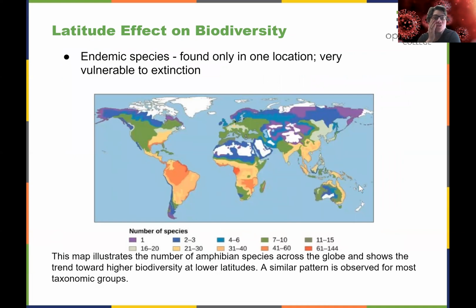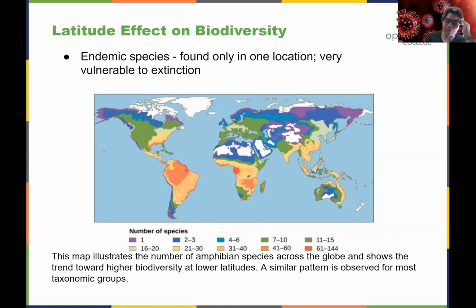So this is showing the amount of biodiversity in different areas, and you can see that the orange and dark red, that's where we have the highest amount of biodiversity, which you would expect to be near the equator. And this word endemic species, these are the species that are only found in one location, and if they die off there, then they'll be gone, they'll be extinct. So we need to make sure that we are protecting those endemic species for sure.